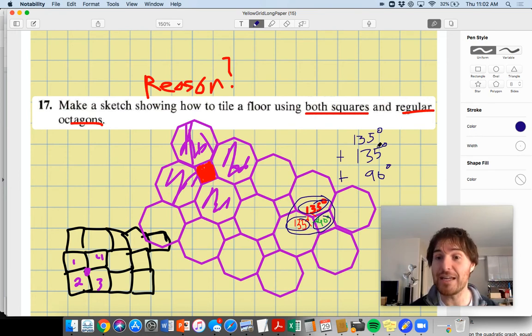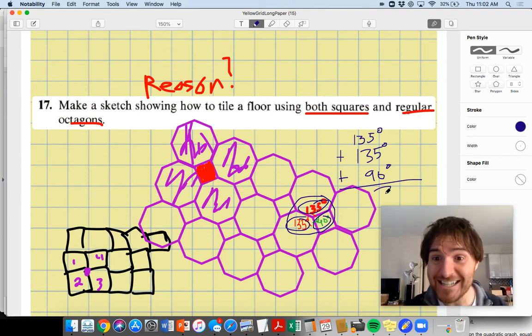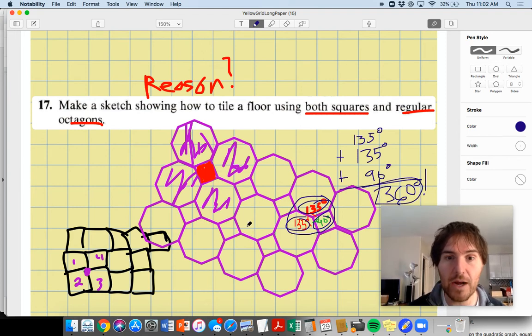And then 270 plus 90, well, 270 plus 100 would be 370. Take away 10, 360. Look at that, 360 degrees. It adds up to around that given point. And that's true right here.